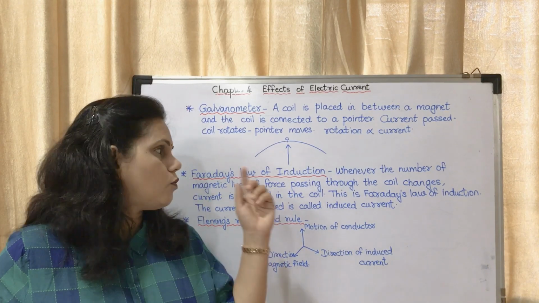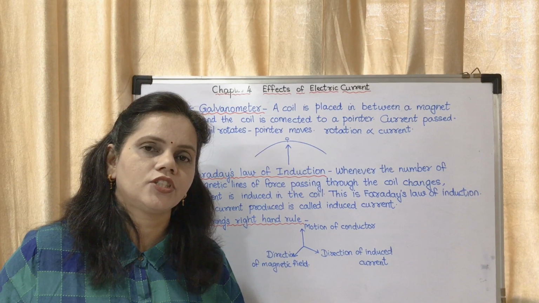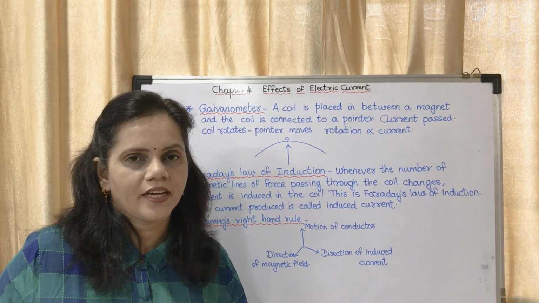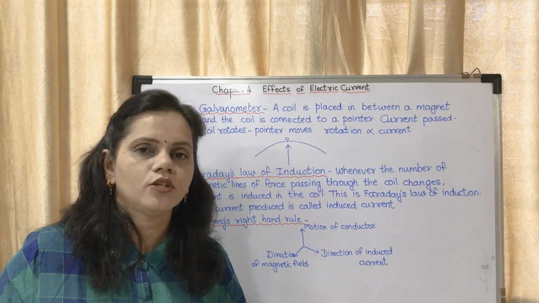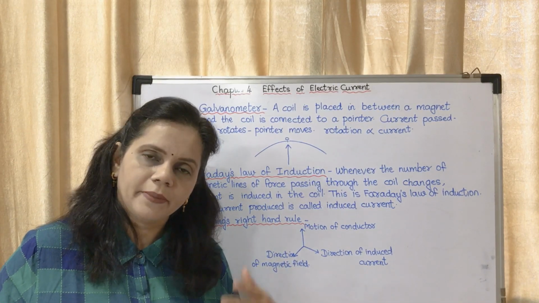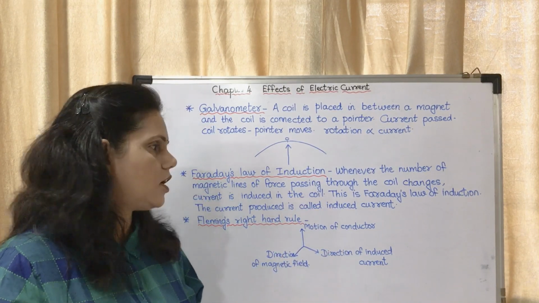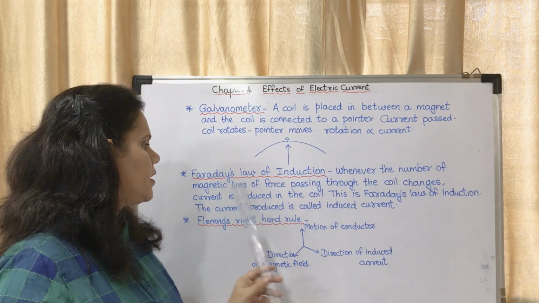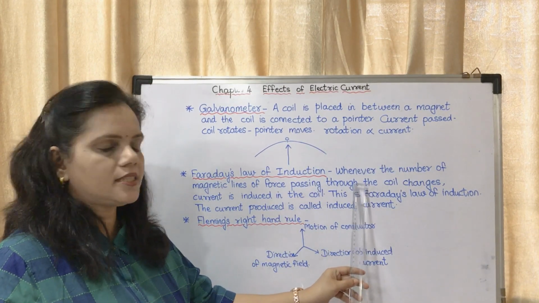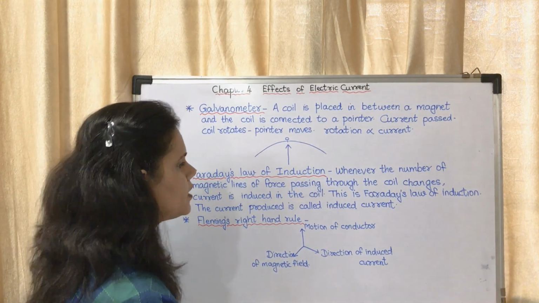Now we will see what is Faraday's law of induction. Faraday's law of induction shows that if a coil is moved in a magnetic field, then a current is induced in it. We saw the experiments just now. Based on those experiments, this law is put forward. What is the law? Whenever the number of magnetic lines of force passing through the coil changes, current is induced in the coil. So I will show you.